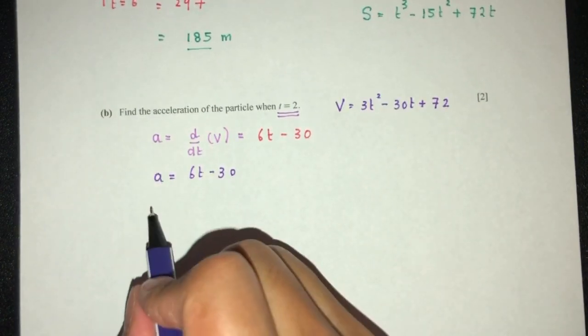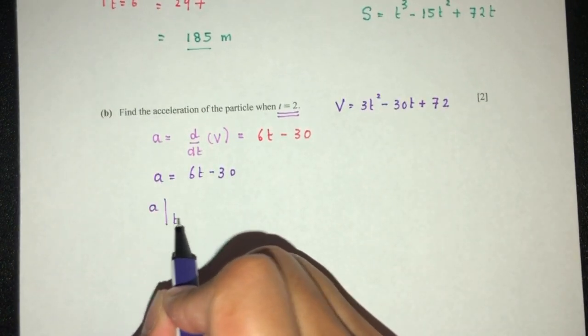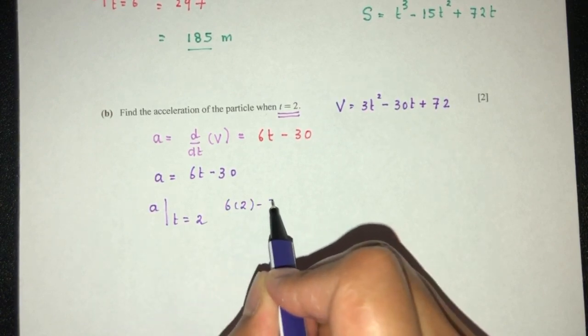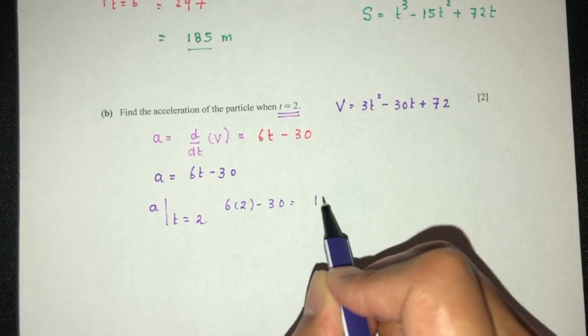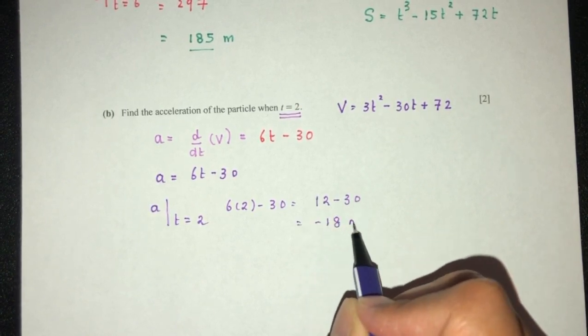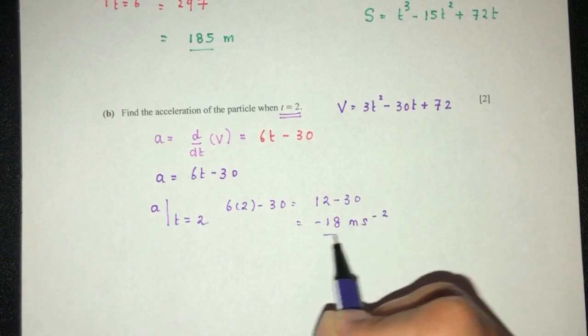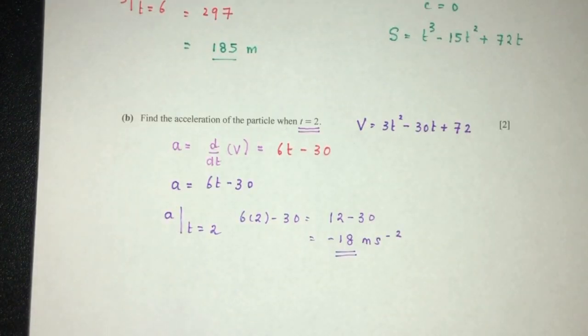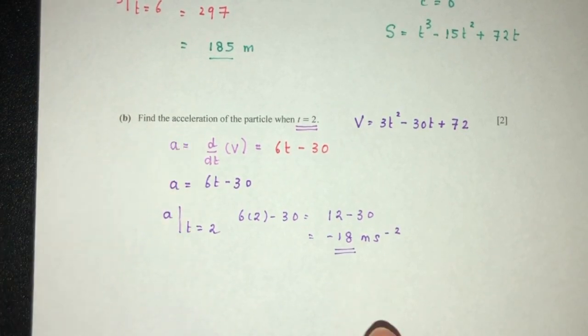Now we just replace. What is the value of a when time equals 2? That will be 6 times 2 minus 30. That will be 12 minus 30, minus 18 meters per second squared for the acceleration. Now if the question was asking you for deceleration, it would be provided as a positive value. Again, acceleration will be negative right here. And that will be your question number 8.